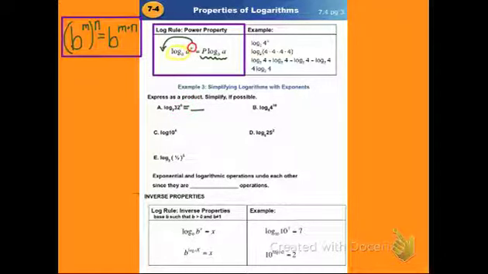We'd bring this little 6 down in front, and it becomes a coefficient. So when we rewrite it, it would look like this: 6 times the log base 2 of 32. That's pretty easy, because when I think about the log base 2 of 32, I'm thinking 2 to what power is 32? That's one I commonly already know. I know that 2 to the 5th power is 32. So this is really just saying what is 6 times 5, because the log base 2 of 32 is 5. And so the answer to this is 30.